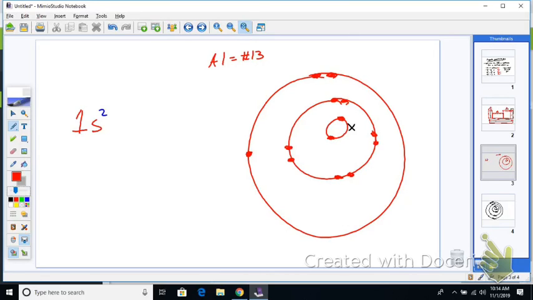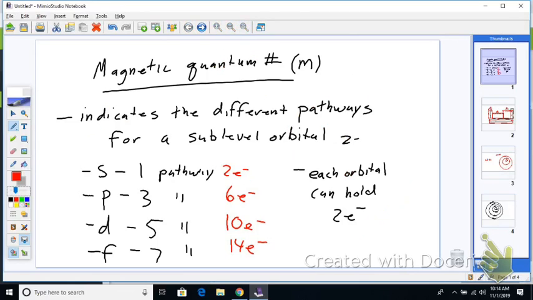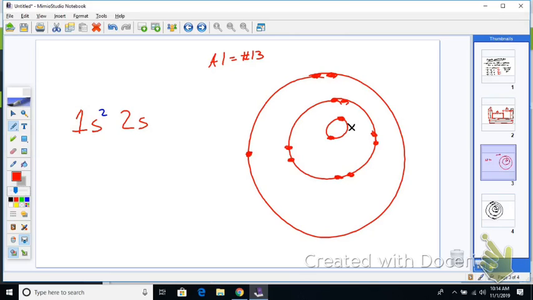Where's the next 2 go? They go in the second level, right? So you go 2. What kind of sublevel will they fill? The S. They always fill the S first in a level. So we go S, and how many can fill the S sublevel? 2. We can go up here and see there's only 2 in the first sublevel. They can only hold that many. So that's what we say: 2. Now this upper number is just a counting mechanism that says this is how many are in that sublevel. That's all it's doing. And the first number says where they're located distance-wise and energy-wise.